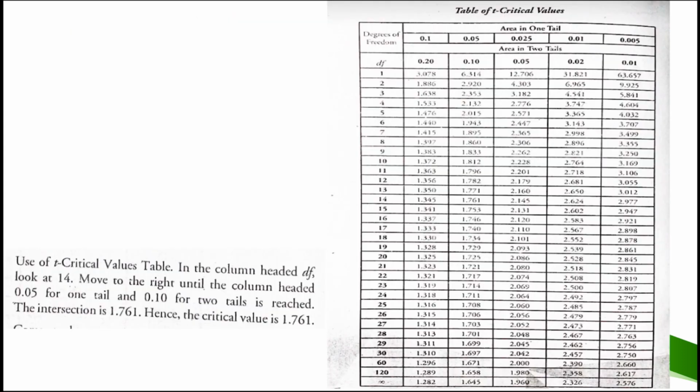So to determine the critical value on the t critical values, in the column headed degrees of freedom, look at 14. Move to the right until the column headed 0.05 for one tail and 0.10 for two tails. The intersection is 1.761. Therefore, the critical value is 1.761.